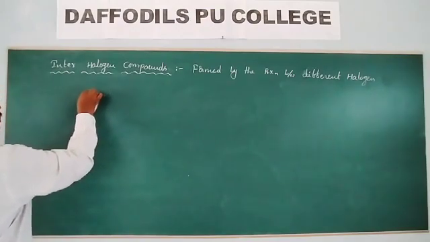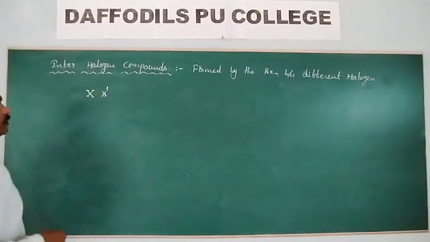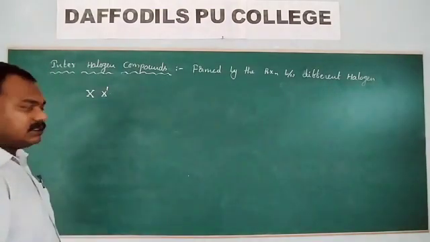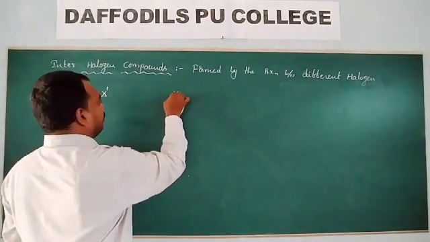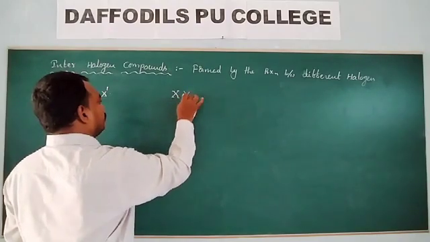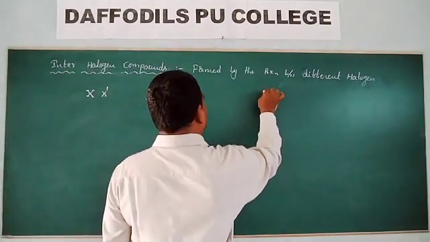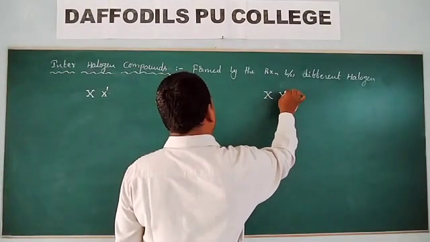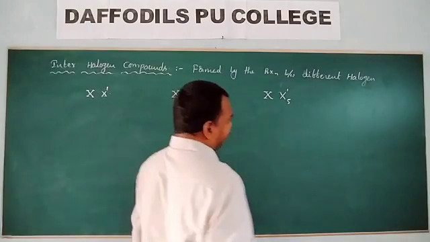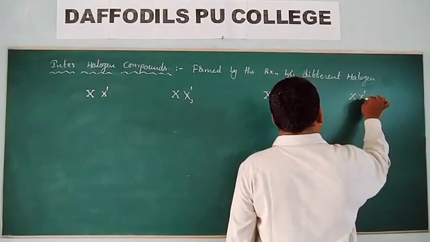One is XX dash. This one is an interhalogen compound. I will tell you what is X and what is X dash. Another interhalogen compound is this one, XX dash 3. Another is XX dash 5. Another one is XX dash 7.